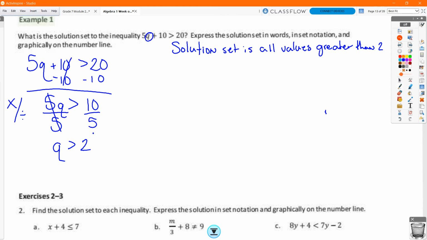Okay? In set notation, what we're going to be looking at for set notation, sorry, give me a second, guys. I'm actually looking for something here.